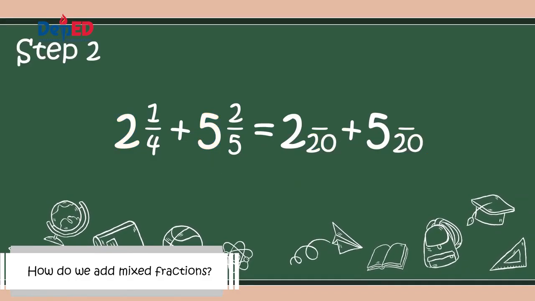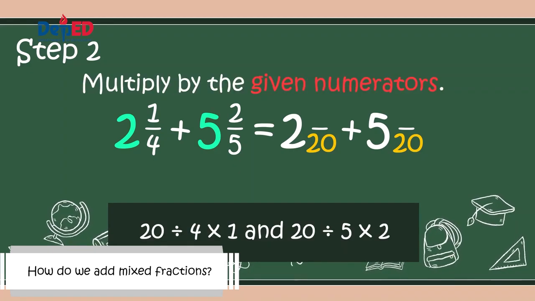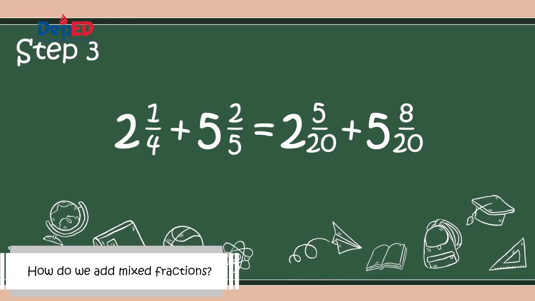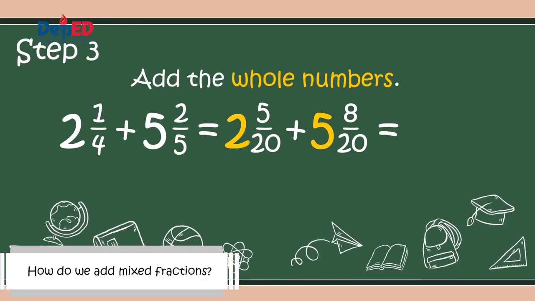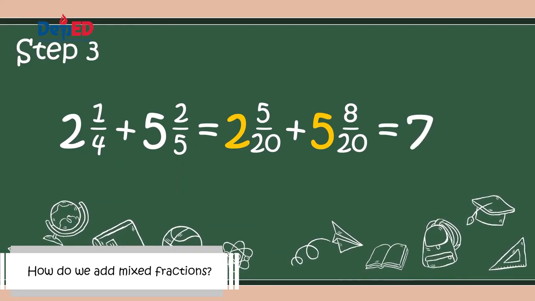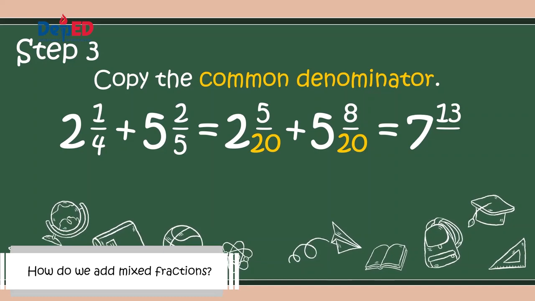Step 2. Divide the LCD by the given denominators and multiply by the given numerators. 20 divided by 4 times 1 equals 5. 20 divided by 5 times 2 equals 8. Step 3. Since we are adding mixed numbers, add first whole numbers. 2 plus 5 equals 7. Then, add the numerators. 5 plus 8 equals 13. And copy the common denominator, 20.